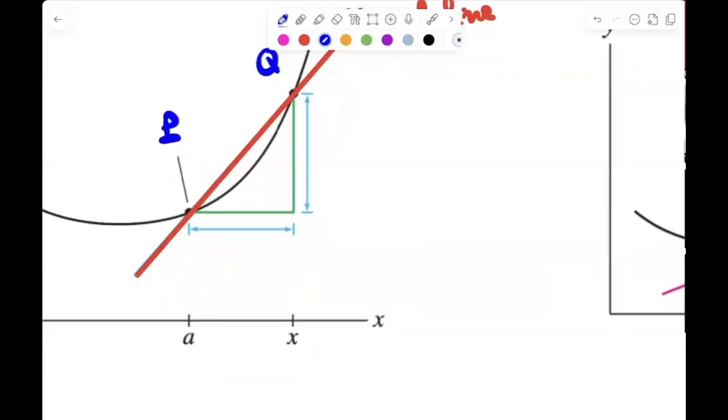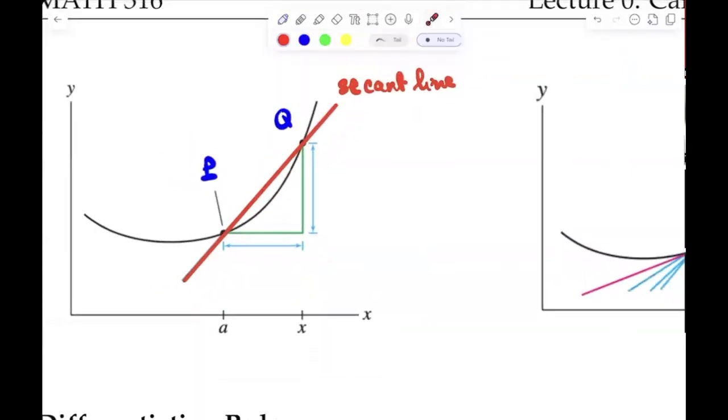In other words, you can use different notations here. You have x and a. So this point corresponds to x, and this point corresponds to a. This is the change in y, so you have dy here. This is the change in x, so you have dx here. The slope of the secant line has the same equation as the average velocity. That is dy over dx, the change in y over the change in x.